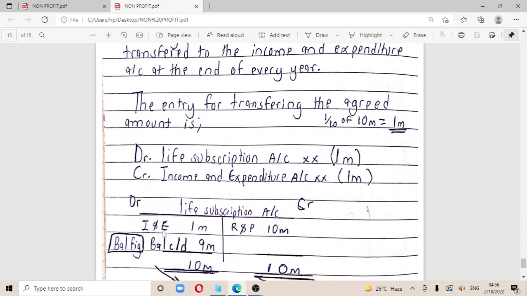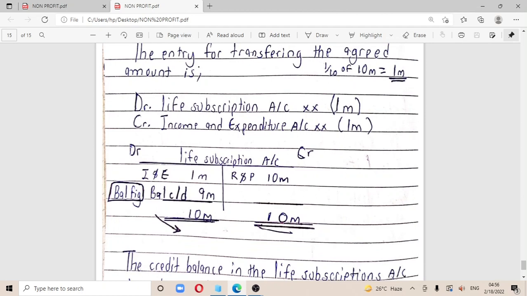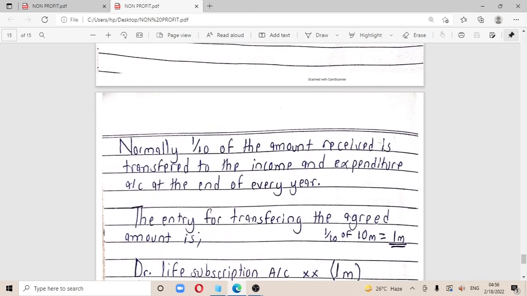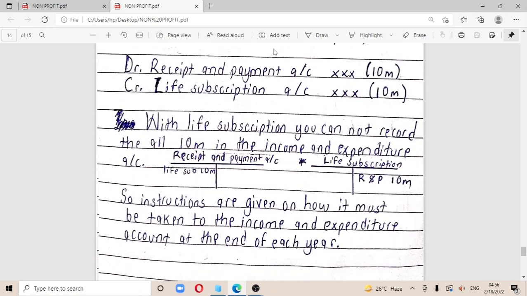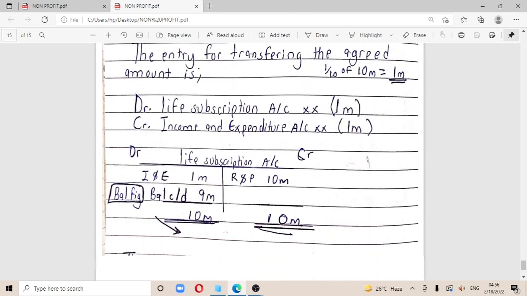And here I have an illustration for you. I already told you they only deal with the life subscription account. They don't usually look at the receipts and payment. So it will just be at the back of your mind. Once they've paid 10 million, you just come and say receipts and payment, which was paid 10 million on the credit side. I already showed you how it comes about from here. From this step, I already showed how 10 million comes about on the credit side.